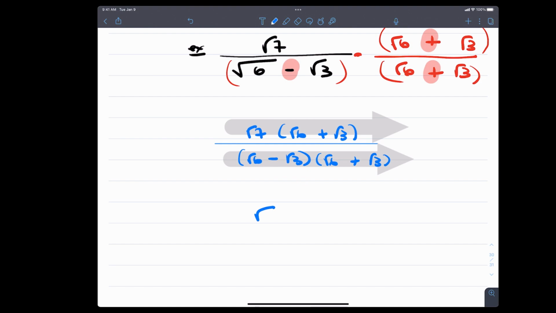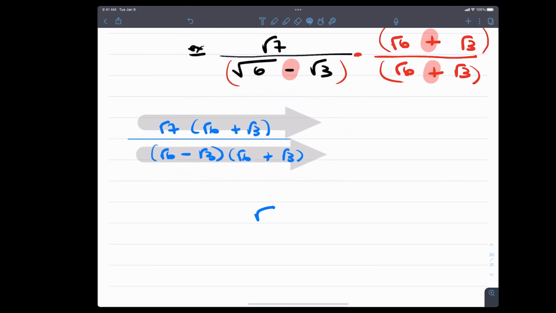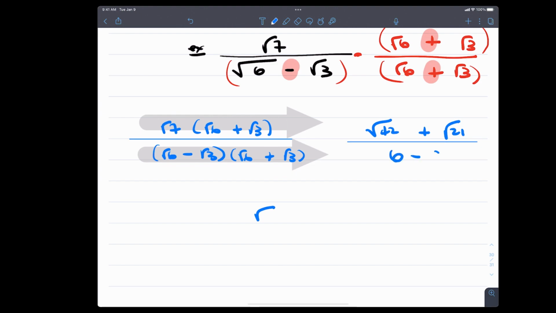What's the square root of 7 times the square root of 6? For the numerator, do you guys know? Should we put it this way? What do you get on top? Square root of what? 42 plus the square root of 21 over 6 minus 3. Is that true?